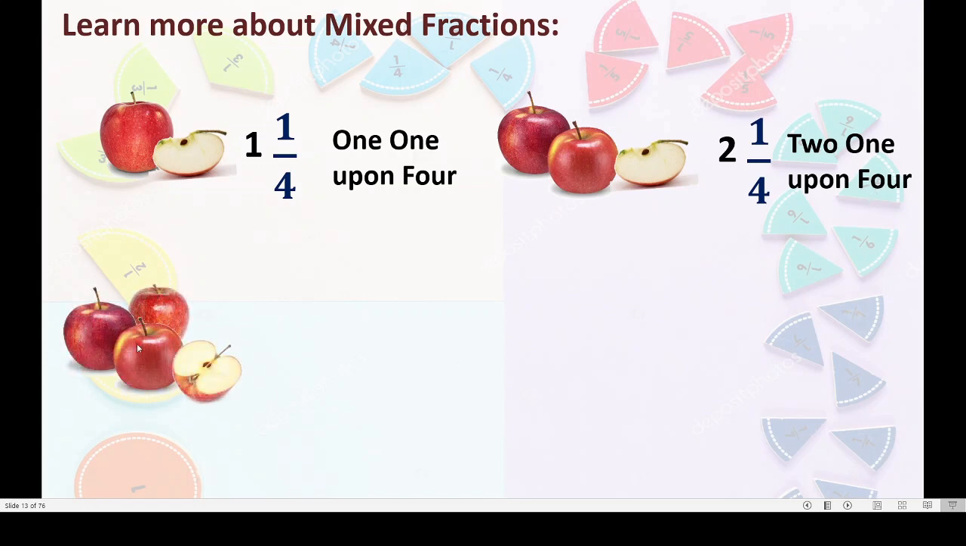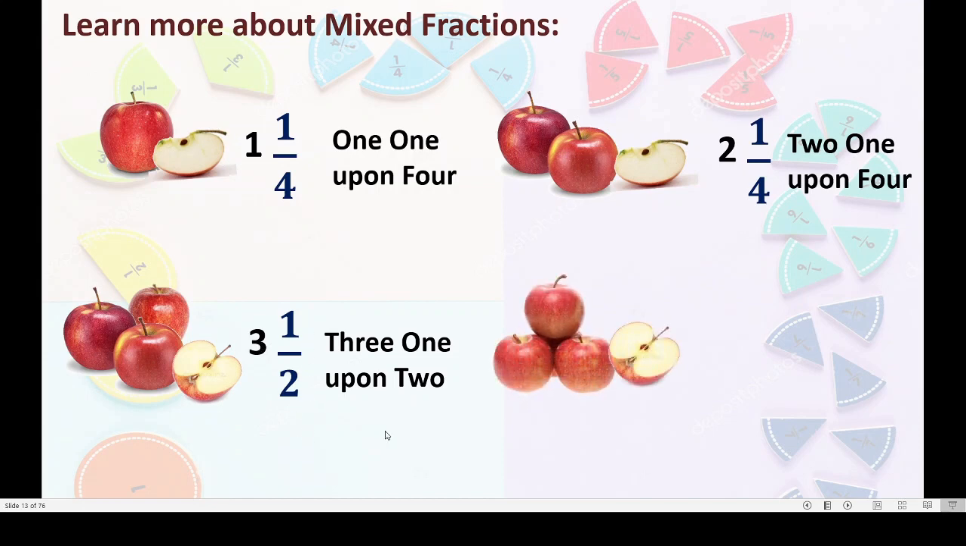Here you can see 3 apples and 1/2. Very good. So we will write 3 first and this half. How do we write half in fraction form? Yes, 1/2. Come on, try to read this mixed fraction. Yes, 3, 1/2. Very good. 3 is the whole number, so we read this first. 3, 1/2. Okay, take one more example.